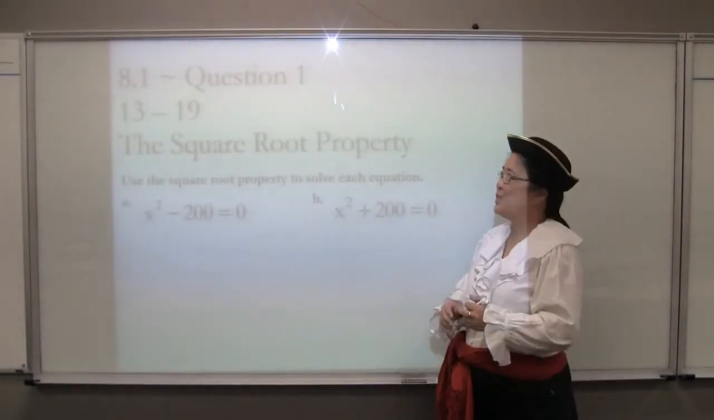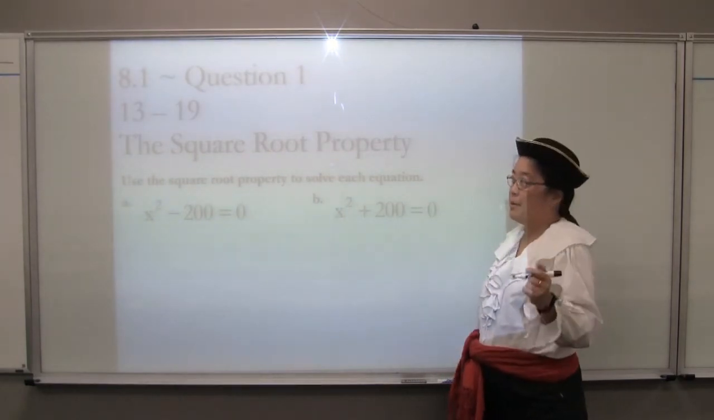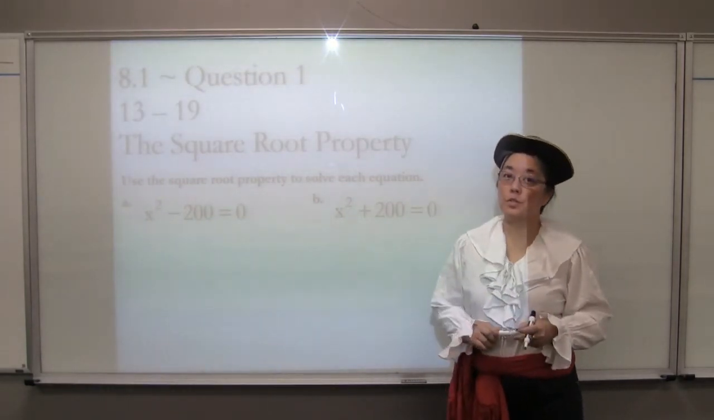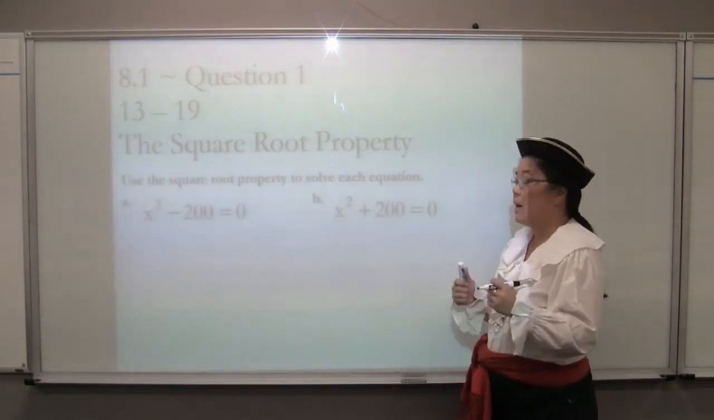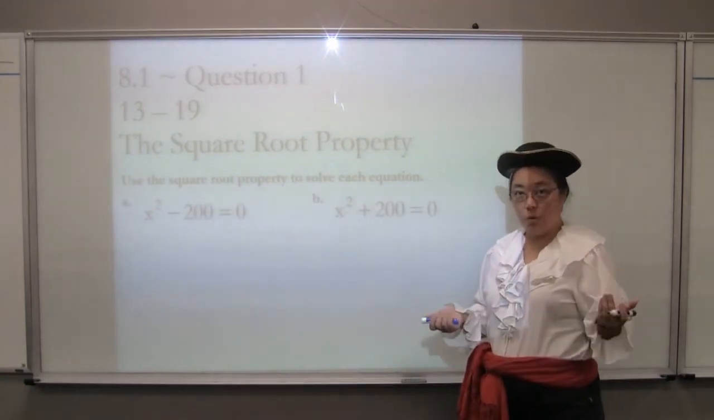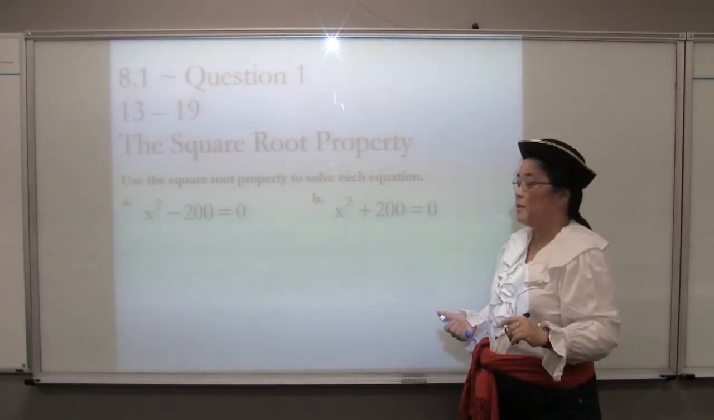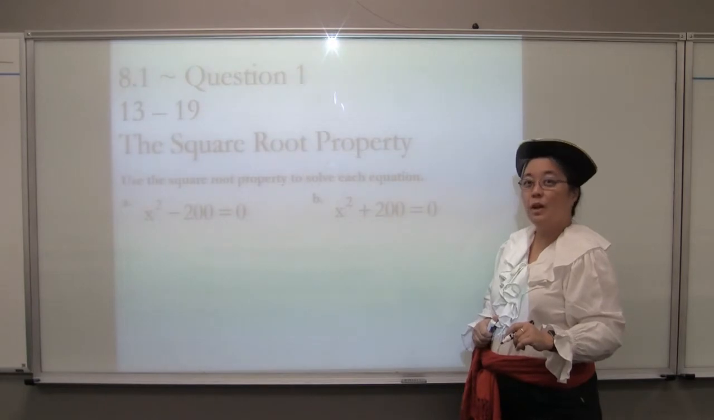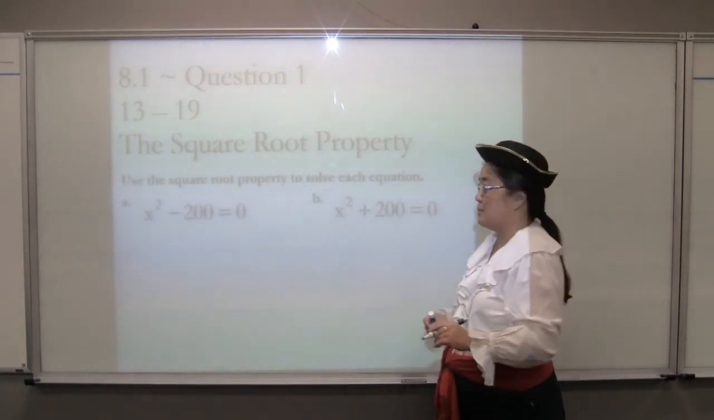Chapter 8, Section 1, Question 1, the square root property. Now the important thing here is to use the square root property, not to use factoring. Many of you have used square roots on both sides of an equation before, but often you have not used a cool symbol called plus or minus. You'll see why it's called plus or minus in just a moment.